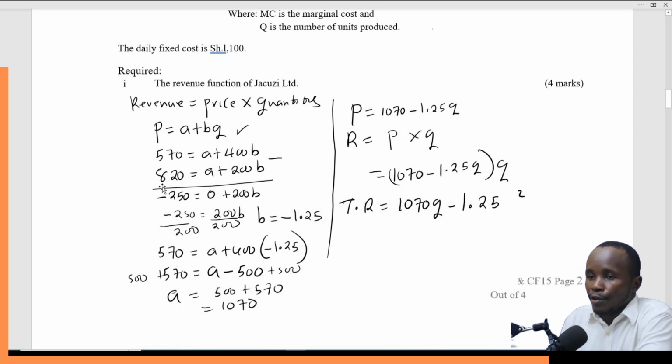That is what the examiner wanted you to do. You needed to know that for you to get the revenue, it is price times quantity. So you come up with the equation for the price, and you multiply by the quantity so that you are able to find the revenue function. Now let me move to the next question.